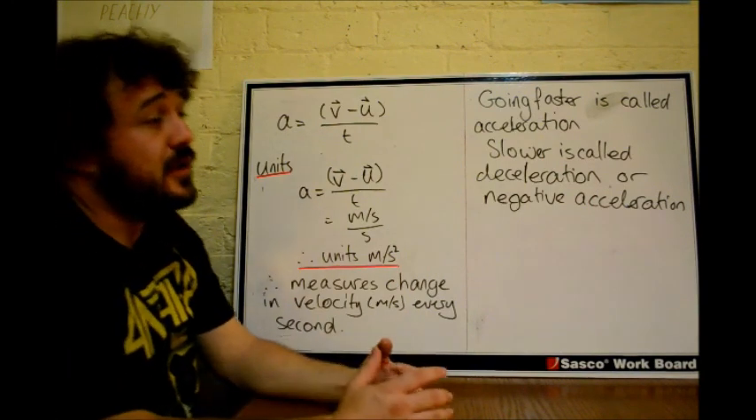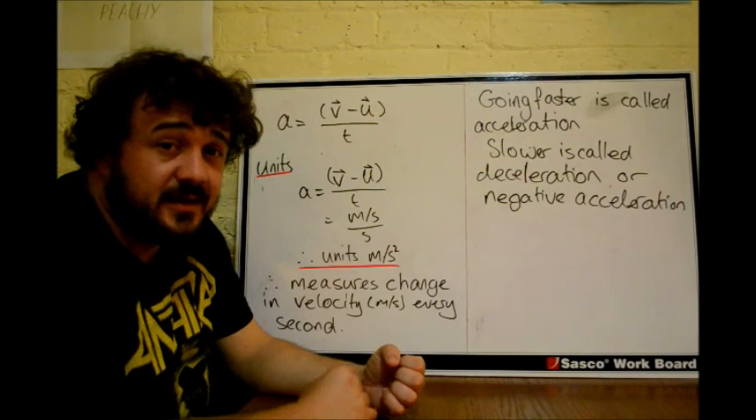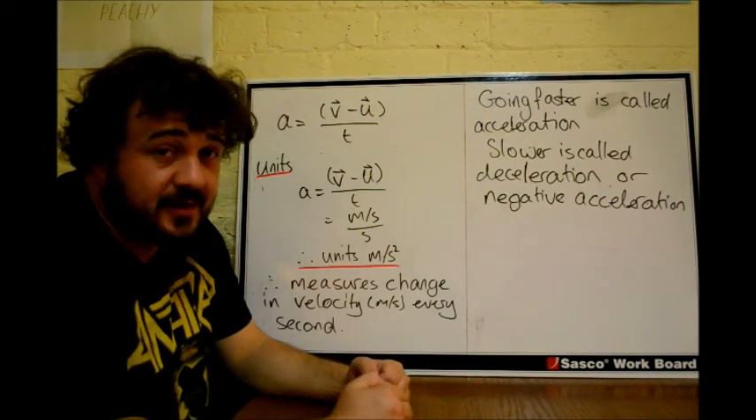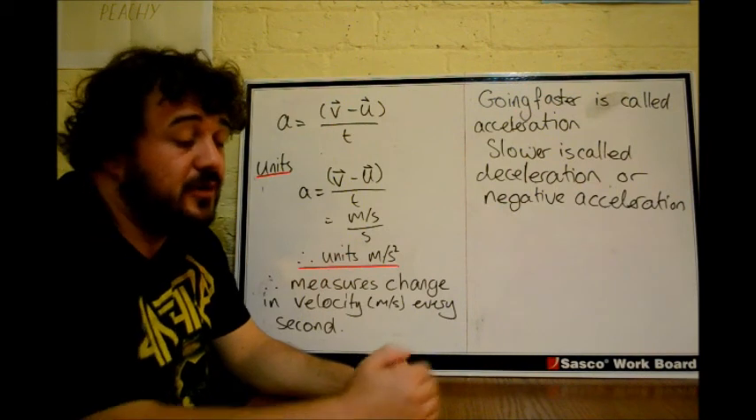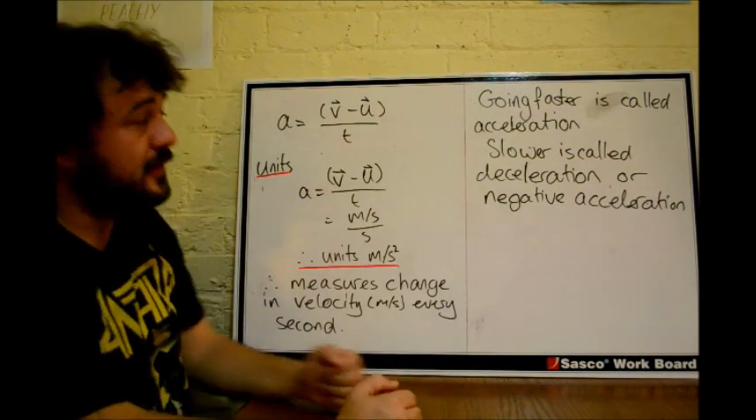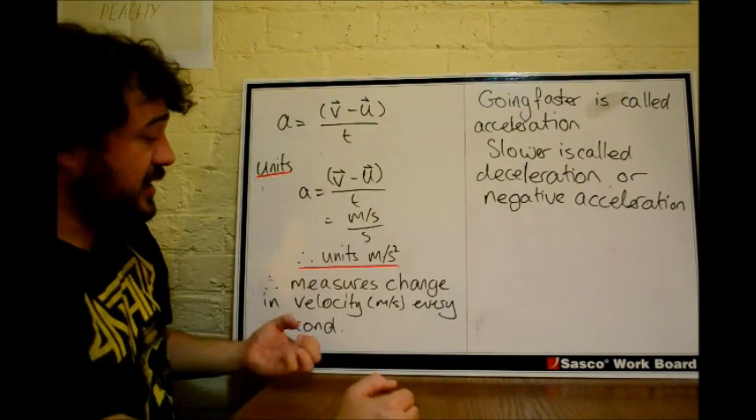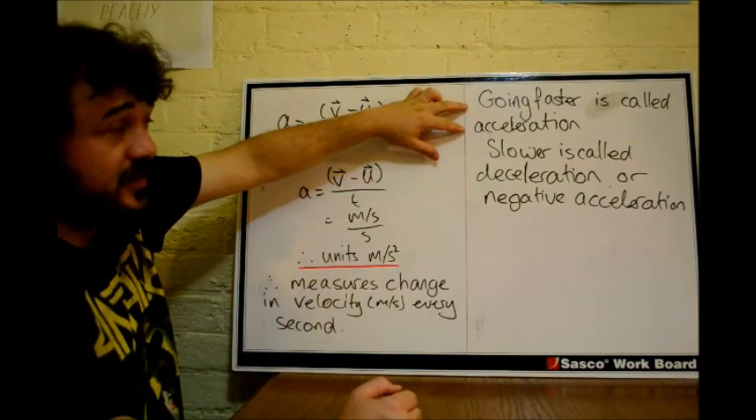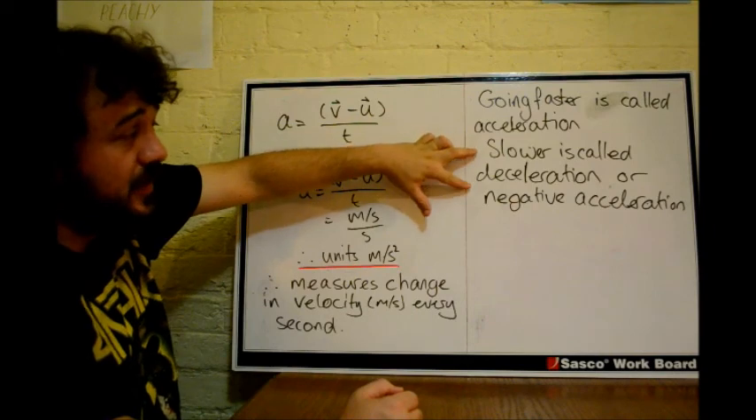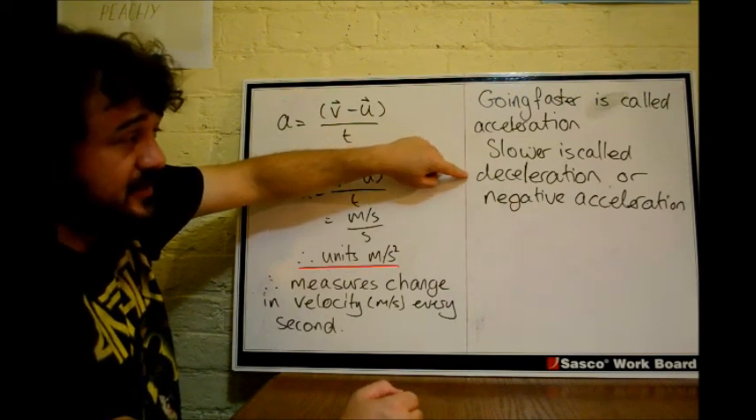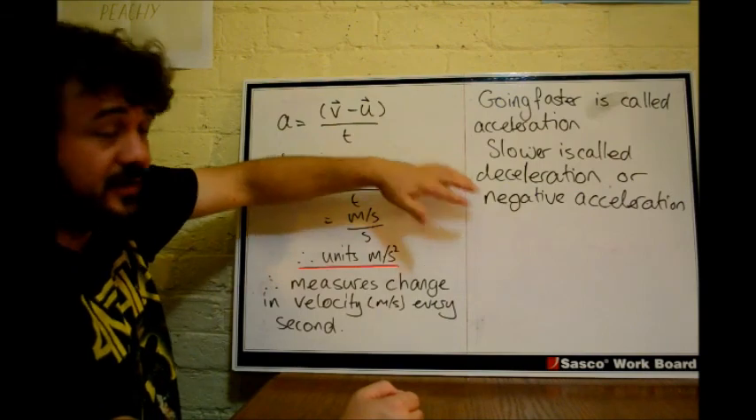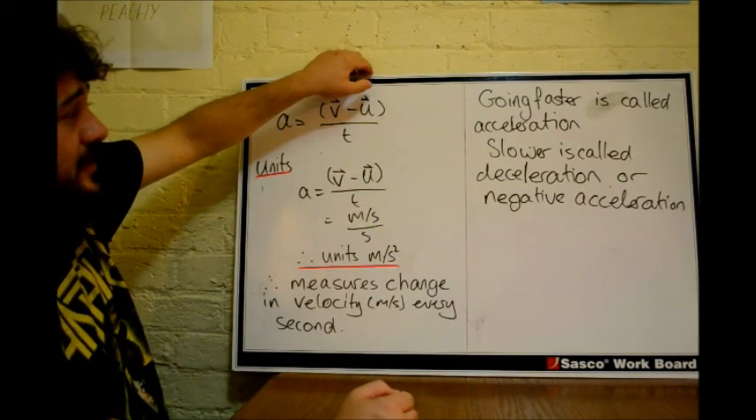So if you're accelerating at 10 meters per second squared, after 1 second, you've gone up 10 meters per second. After 2 seconds, you've gone up 20 meters per second. So it's the change in velocity every second. So going faster is called acceleration. Slower is called either deceleration or negative acceleration. And you'll see why in a second.